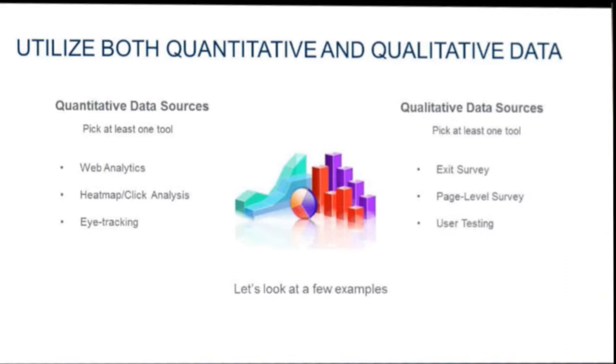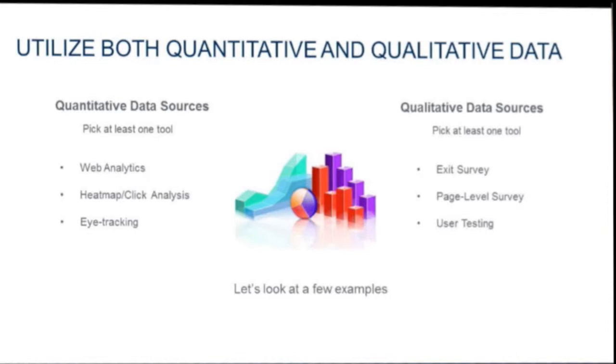So you have to make interpretations in the data, and sometimes those interpretations are wrong. So you have to be careful. It's a good source of data, but it's not a complete source of data. An example of a qualitative source of data would be an exit survey or a page level survey where we're asking customers, was there anything keeping you from downloading this free guide today, and collecting that information.